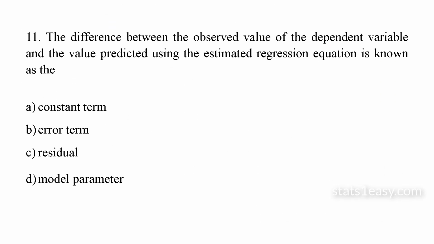The difference between the observed value of the dependent variable and the value predicted using the estimated regression equation is known as the. Now, the observed value is y, the value predicted is y hat. The difference between them, obviously here, is called residual.